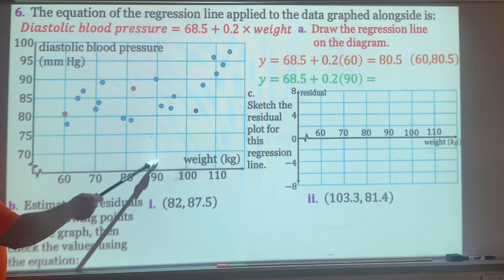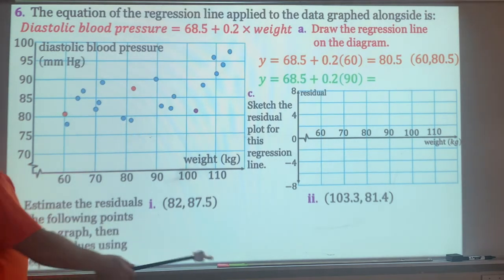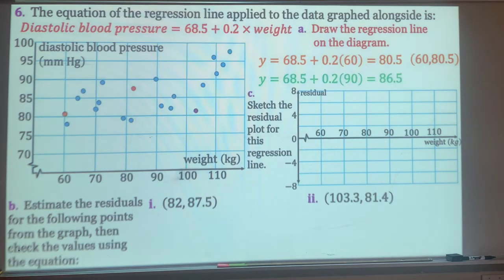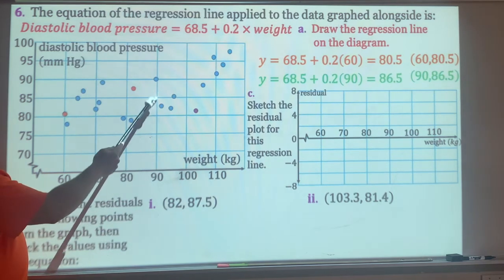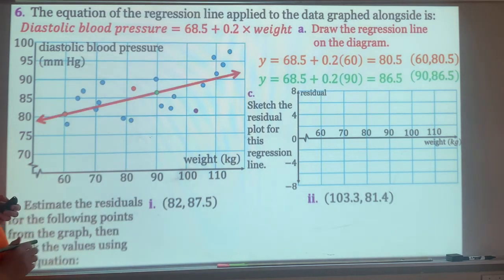So now if I go 90, I can find out where the point of my residual line falls on this 90. That's 18. 18 plus 68.5 is 86.5. So I have a point there. 90 over 86.5 is up about here. I connect these 2 points, and that gives me my actual residual line.